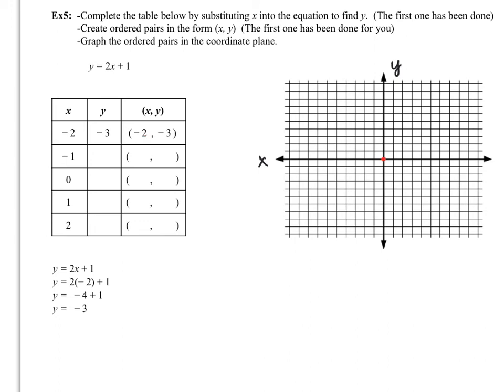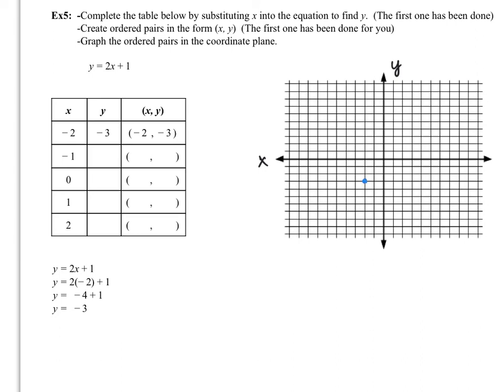So since it's -2, I'm always going to start at the origin, which is 0, 0, and I'm going to go 1, 2 to the left. My second number is -3. Since it's negative, I'm going to go down on my y-axis 3 spaces, and I'm going to put a point right there. That's my first ordered pair.